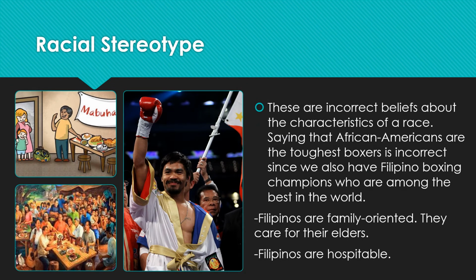Next, racial stereotype. These are incorrect beliefs about the characteristics of a race. Saying that African Americans are the toughest boxers is incorrect, since we also have Filipino boxing champions who are among the best in the world. Another statements. Filipinos are family-oriented. They care for their elders. Filipinos are hospitable. Remember that in real-world context, there are other cultures and races who are family-oriented and hospitable.